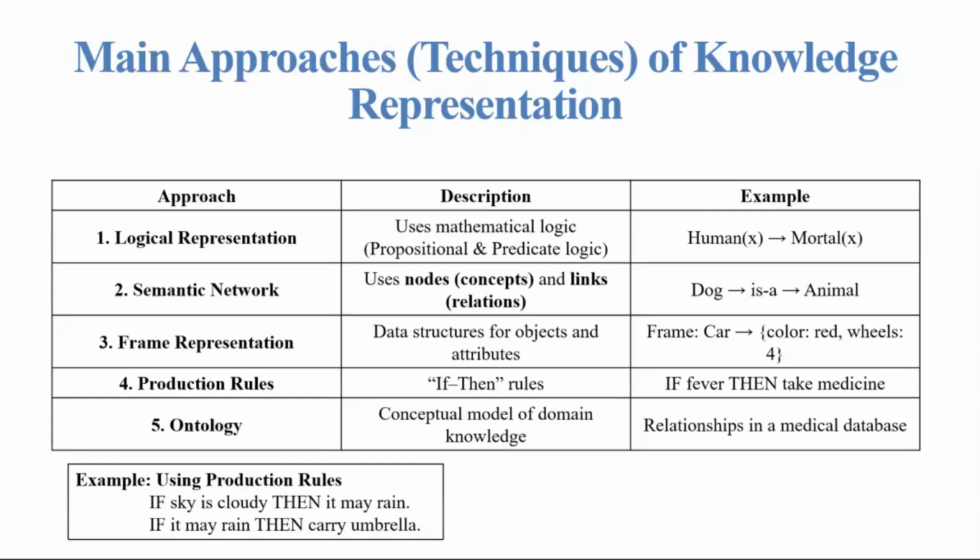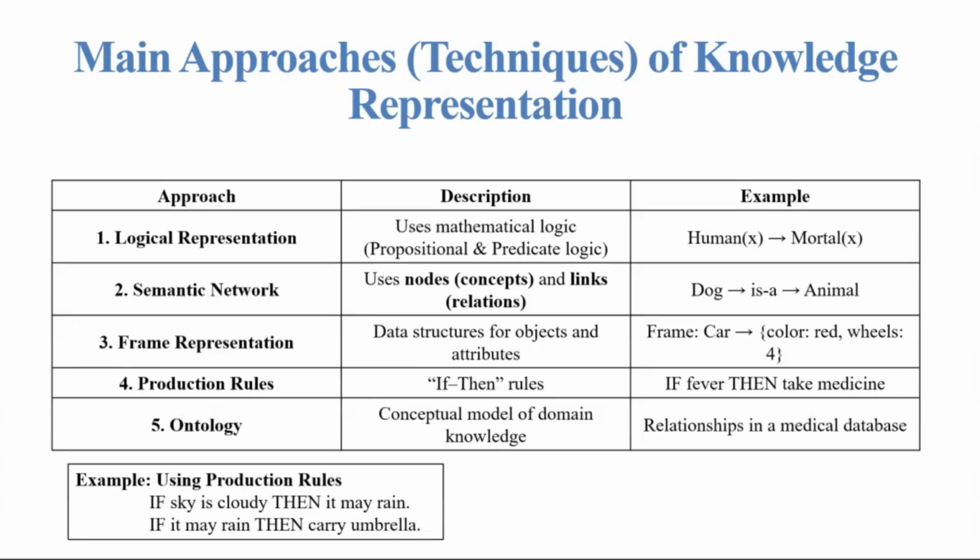For example, in a medical diagnosis system, the rules might look like this. If the body temperature is 38 degrees Celsius, then fever. If fever and cough are present, then possible viral infection. If viral infection is suspected, then recommend a medical test. So, by applying these rules one after the other, the AI assists doctors in making better decisions. Similarly, production rules are widely used in expert systems, medical diagnosis, banking systems, customer support chatbots, and industrial automation.